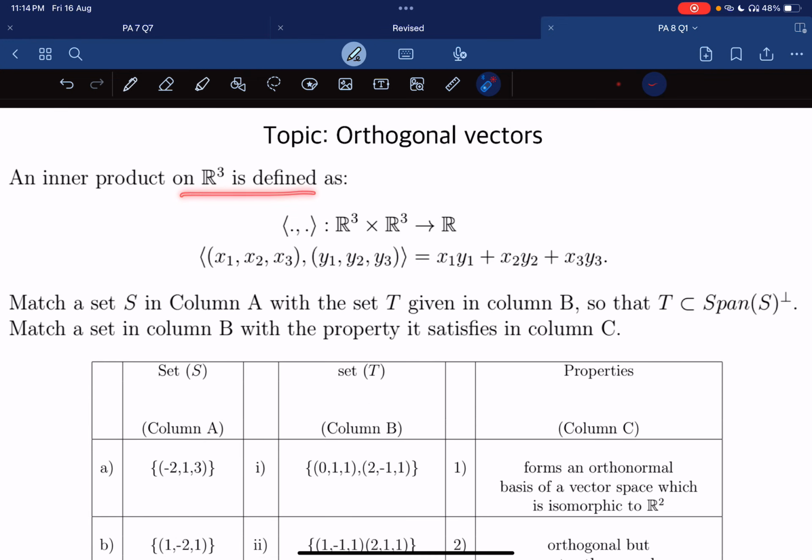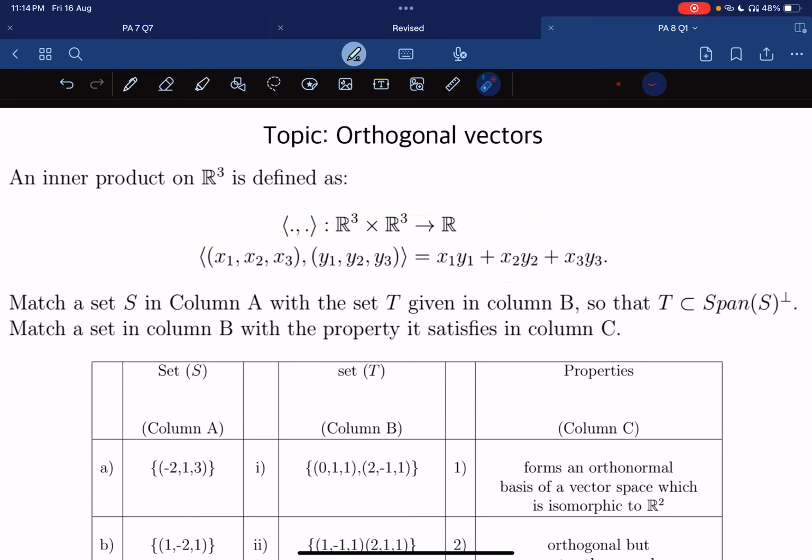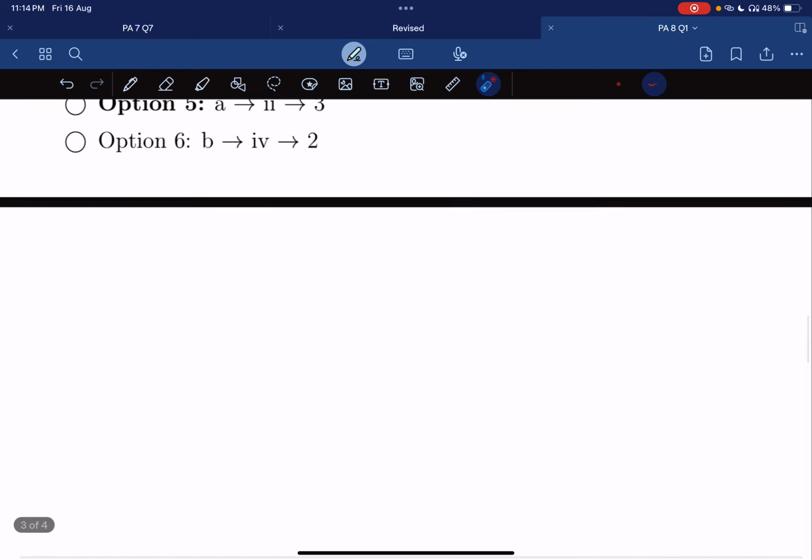An inner product on R3 is defined as, this is nothing but our usual dot product. Match a set S in column A with the set T in column B so that T belongs to span of S perp. This means every element in the set T would be orthogonal to the set S. Match a set in column B with the property satisfied in column C. Let's look at each element one by one.